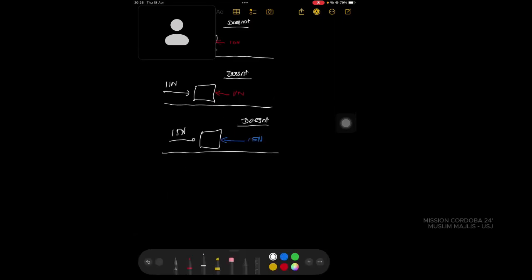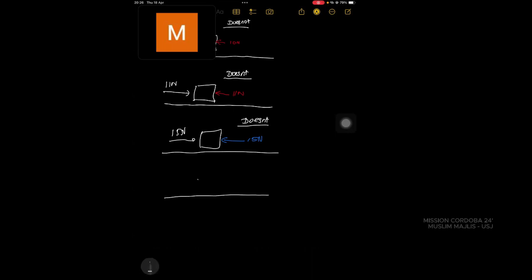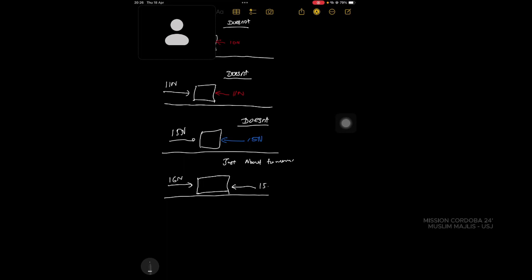Now, if I apply 16 newtons, the block is just about to move. So how much will the friction be? Is it 16, greater than 16, or less than 16? A bit less than 16. Let's say, for example, 15.8. I'm just giving an example.